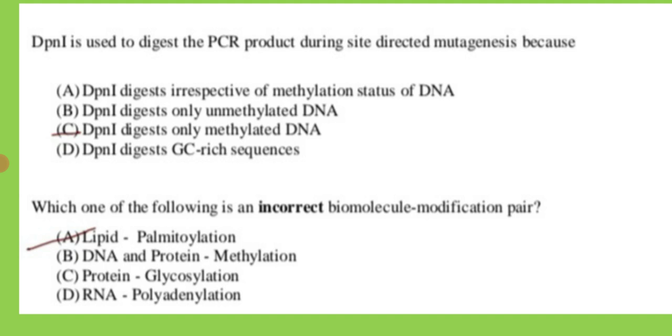The proteins are modified by N-linked glycosylation or O-linked glycosylation, whereas the lipids are modified by palmitoylation, myristoylation or prenylation. So option A, option C and option D are correct pairs, whereas option B is incorrect.